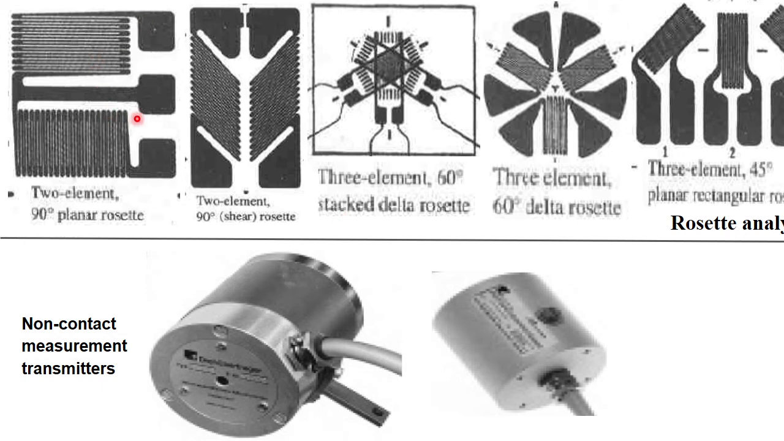Then these are rosettes. This again is a type of resistance strain gauge, arranged in some way. We will be discussing somewhat about these strain rosettes, different types of them. And this is a non-contact measurement. Understand, this is mainly required for measuring something on a rotating machine.